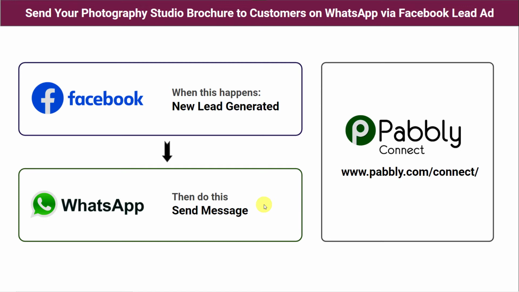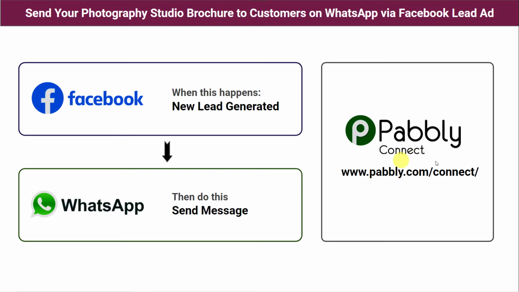The second option is you can create an automation so that whenever a Facebook lead ad form is filled, automatically your Photography Studio brochure will be sent on the WhatsApp number of the customers. But here there is one problem, that there is no direct connection between Facebook and WhatsApp. So how to do this? As a solution, we are going to use Pabbly Connect.